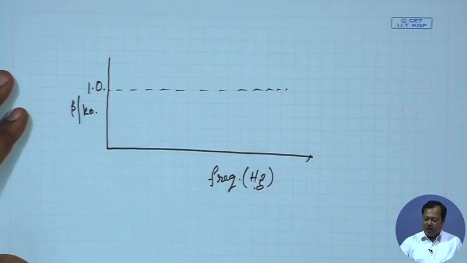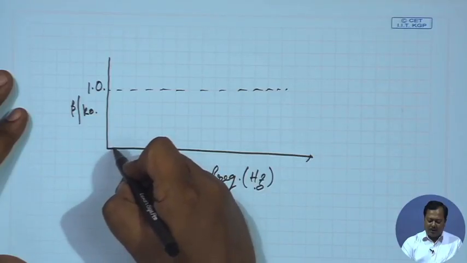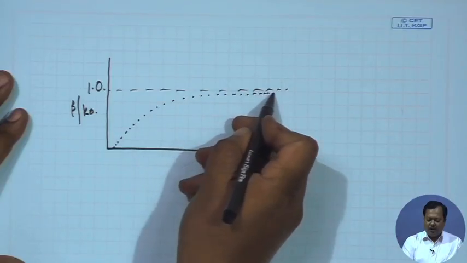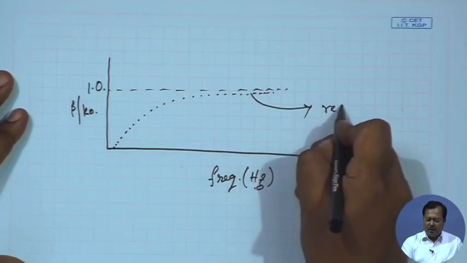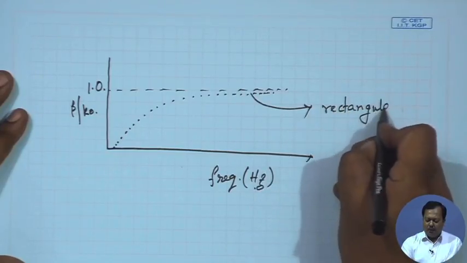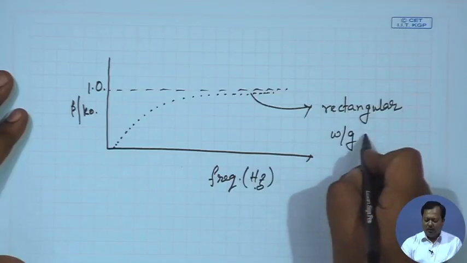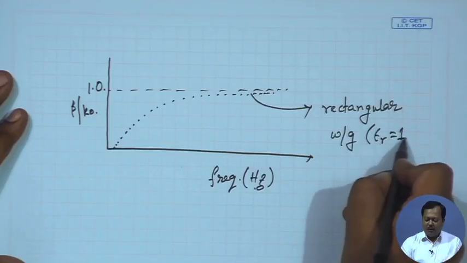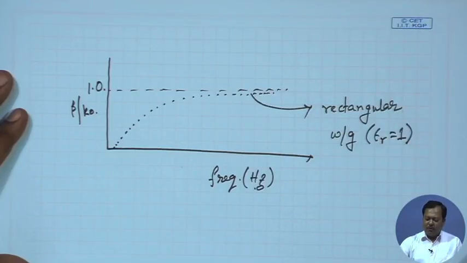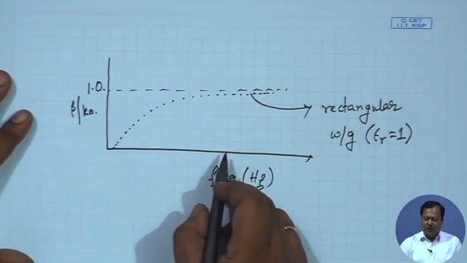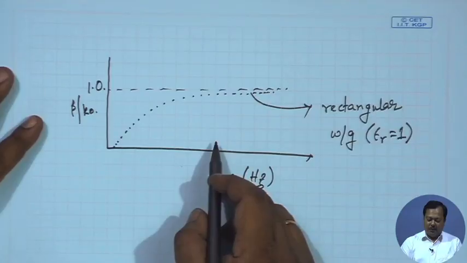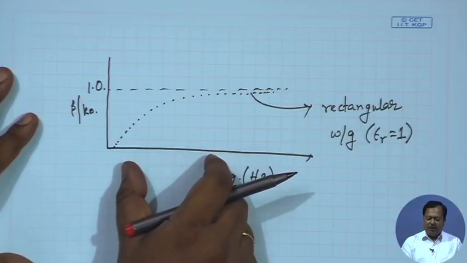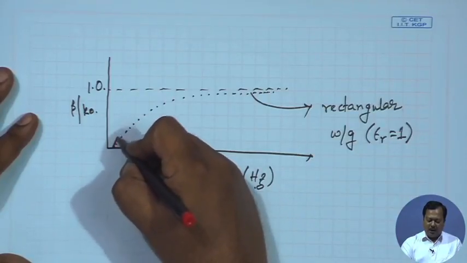So for rectangular waveguide, if I plot beta by k naught, let us say this is the fc, then it varies according to this dotted line. It will be always a fast wave. This is for a rectangular waveguide air filled without any dielectric, where epsilon r is equal to 1. Now for the SIW structure, we have some dielectric material always present. So we are loading it by epsilon r, and now let us say we have adjusted the width so that they are having similar cutoff frequencies.